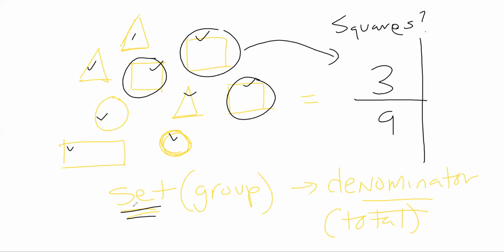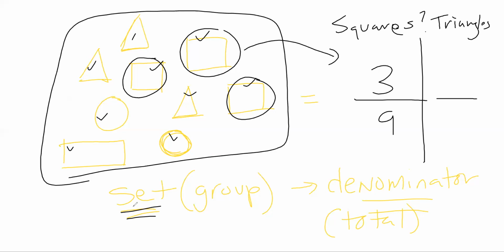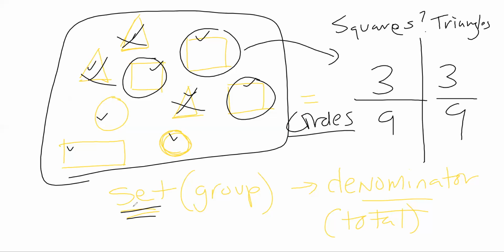Let's ask how many are triangles. So again, my total hasn't changed. The total in the set is still 9. And how many are triangles? Well, we have 1, 2, 3. So there's that, right? And maybe we want to ask circles. Whoa, circles. That's going to be still 9. And we see there's 2 of them.